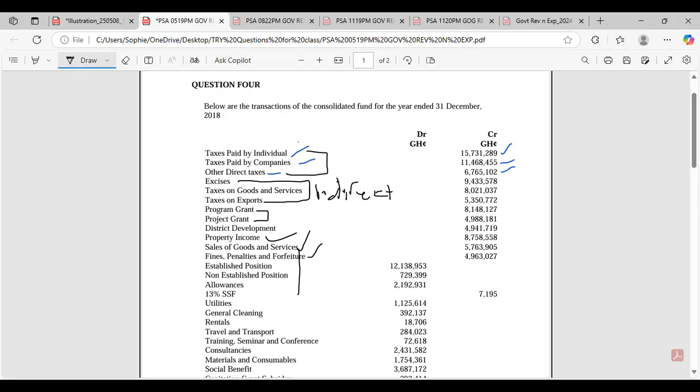Where will you classify these three items? Let me go over again. Property income, sales of goods and services, fines, penalties, and forfeitures. So these three items from here to here. How are you going to classify them? They are all at the credit side. So obviously it is a revenue, isn't it? Yes. But what classification will you give to it?